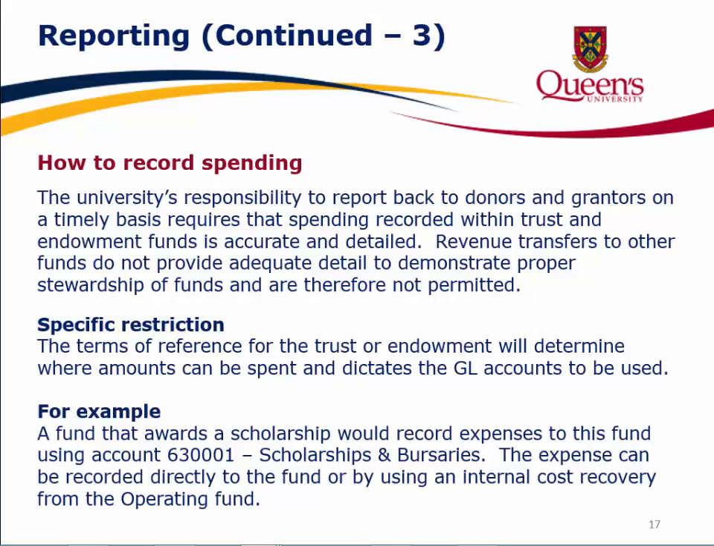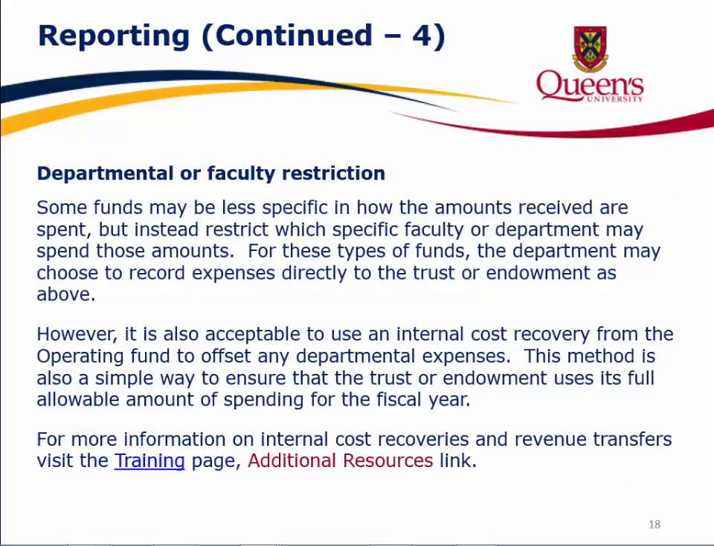Departmental or faculty restriction. Some funds may be less specific in how the amounts received are spent, but instead restrict which specific faculty or department may spend those amounts. For these types of funds, the department may choose to record expenses directly to the trust or endowment as above. However, it is also acceptable to use an internal cost recovery from the operating fund to offset any departmental expenses. This method is also a simple way to ensure that the trust or endowment uses its full allowable amount of spending for the fiscal year.